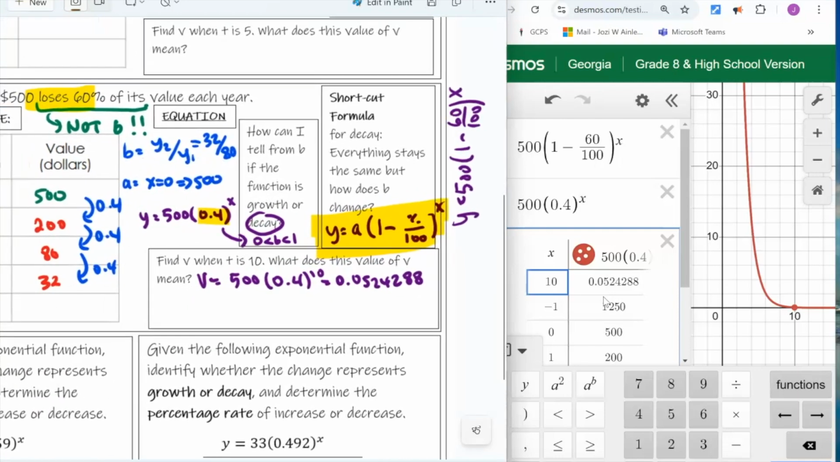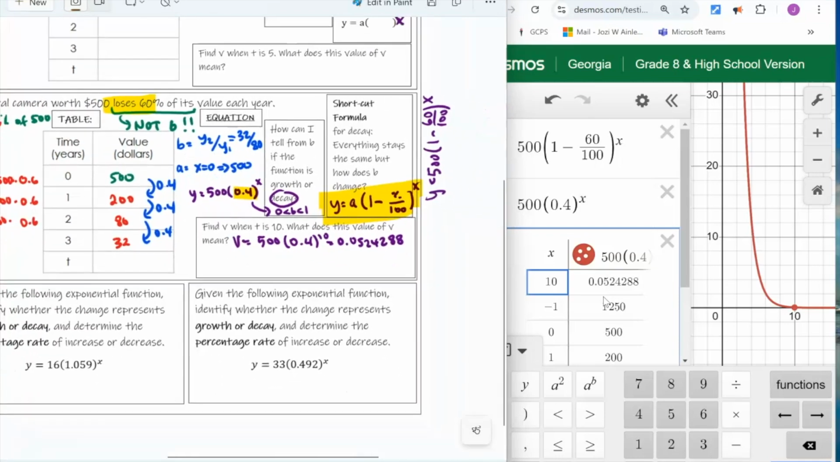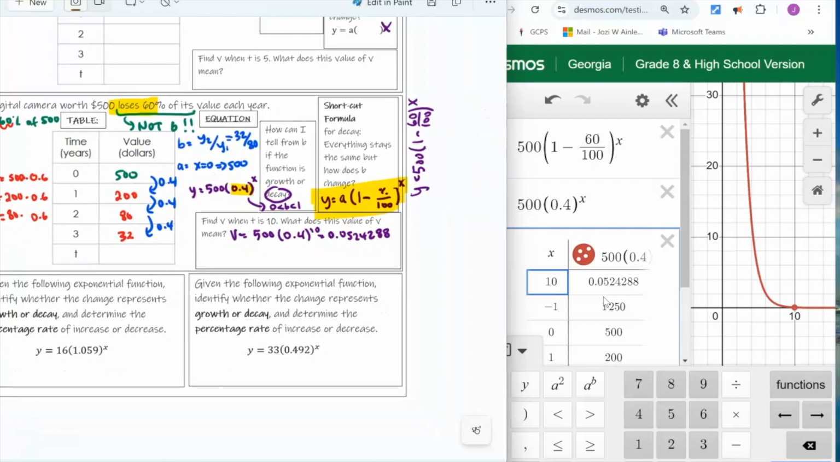Okay, what does it mean in the context of this problem? So let's remember what this was talking about. So we're starting off with the camera. It starts at 500. It loses value as time goes by. So what does this mean? The value of the camera after how much time? 10 years, right? The value of the camera after 10 years is, what's the value?